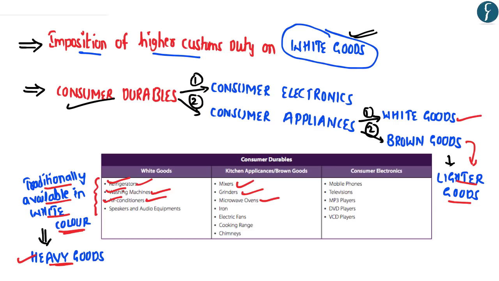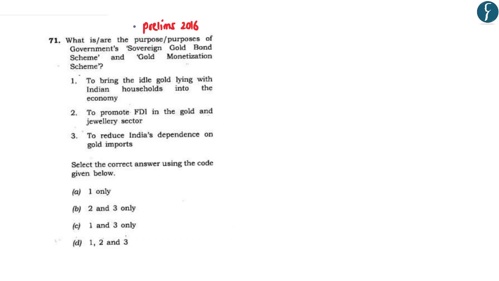Let us now look at one of the prelims related questions from this particular topic. Now this was a question asked in the prelims 2016. The question was, what are the purposes of government's sovereign gold bond scheme and gold monetization scheme? Now here you have to understand that both these schemes were launched in order to reduce imports into India, as well as to ensure that the gold which is lying in Indian households has to be brought into circulation. So looking into options here, statement number 1 and 3 seem to be correct. On the other hand, statement number 2 is wrong. The answer to this particular question shall be C, that is 1 and 3 only.